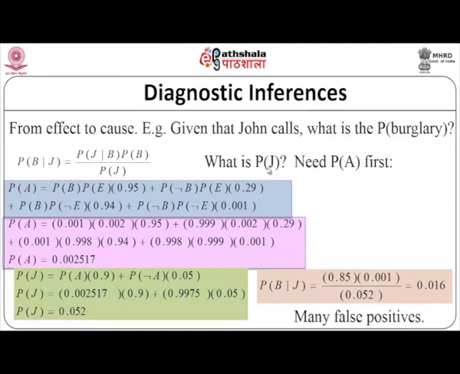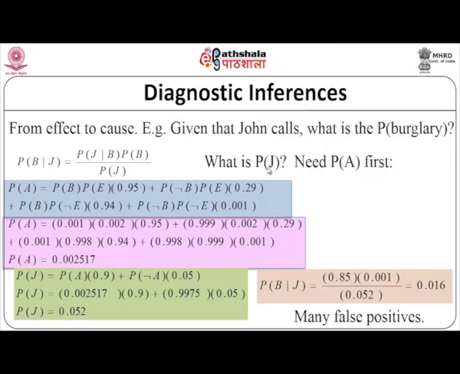Now the next one is from effect to cause. Given that John has called. Previously we had: burglary has occurred, what is the probability of John calling? Here it is a diagnostic one. Given that John calls, what is the probability of burglary occurring? So, probability of burglary given John has called is given by, this is Bayes theorem again, probability of John calling given burglary into probability of burglary divided by probability of John calling.